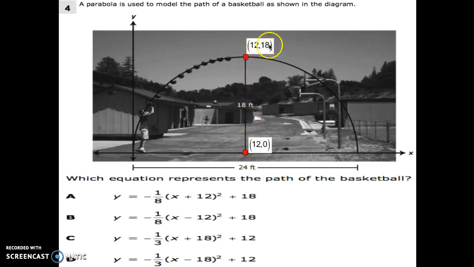So because this is our vertex, 12, 18, we are going to remember that we switch the x value. So on the inside, instead of plus 12, it's going to be minus 12. And on the outside, a positive 18 is going to stay positive 18. So our equation is B. If you know the vertex, you can find the equation. Remember that you switch the x value for the inside, and the outside number is the y value, and it stays the exact same sign.